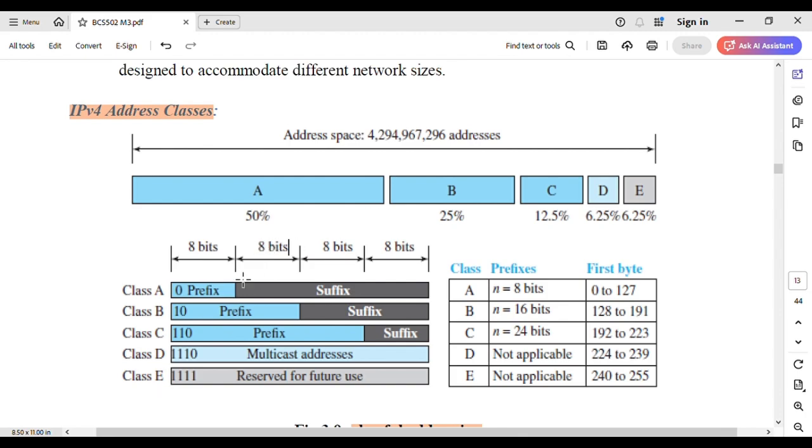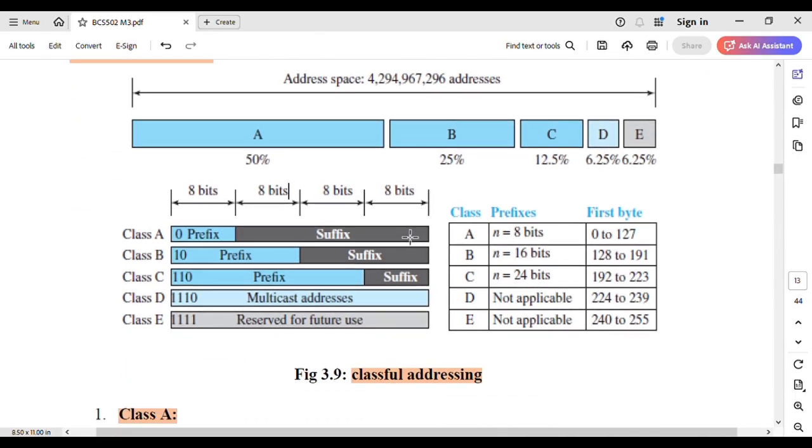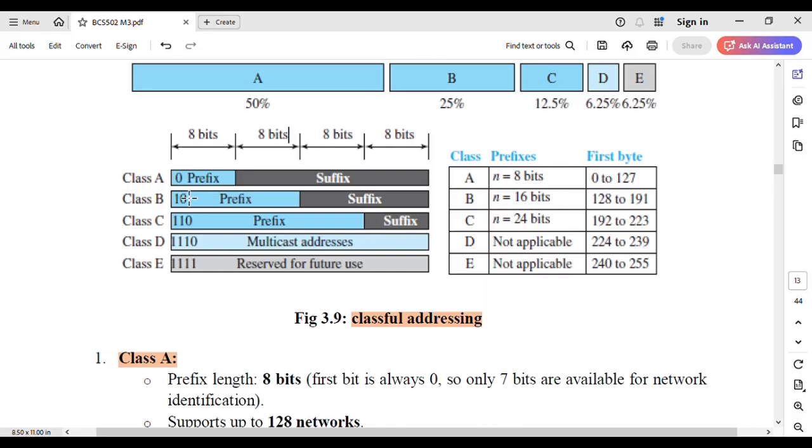Class A contains a prefix of 8 bits and a suffix of 24 bits. As previously said, the prefix defines the network and the suffix defines a specific node on the network. So here we have 8 bits for the prefix and 24 bits for the suffix. Here the first byte goes from 0 to 127, so only this many values can be used in the IP address.